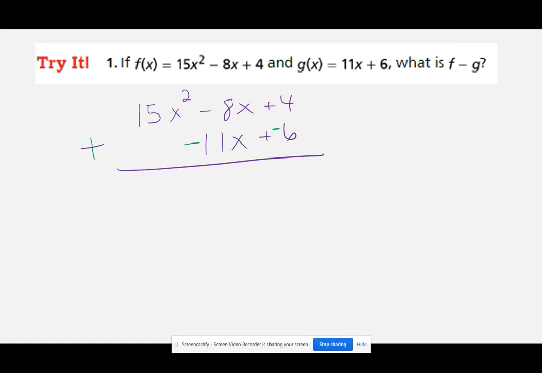All right, so 15x squared plus nothing is 15x squared. Negative 8x plus negative 11x is negative 19x. And 4 plus negative 6 is negative 2. And that would be my final answer.